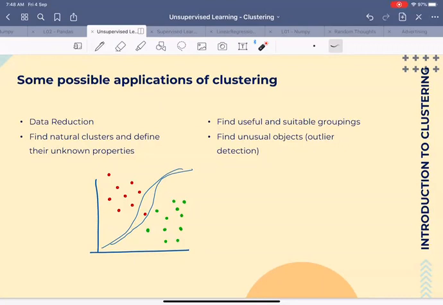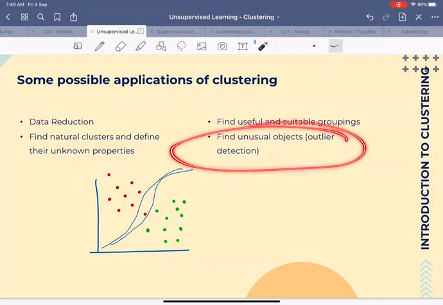So let's say a brand like Nike would say that most of my users are above the age of maybe 18 to 20 and below 40 to 45. That is my user base. So I would want to print t-shirts or merchandise for those groups of people. So that grouping is very useful for companies like that. In the second case, we are not grouping them into known categories. We are actually trying to see what clusters are naturally formed, and for those natural clusters, what are certain things that we want to know from them and output from them. So that is finding natural clusters and defining unknown properties.